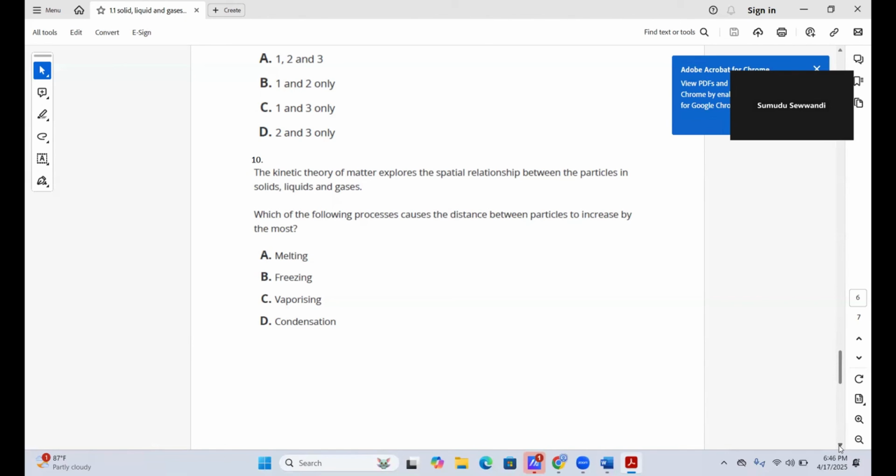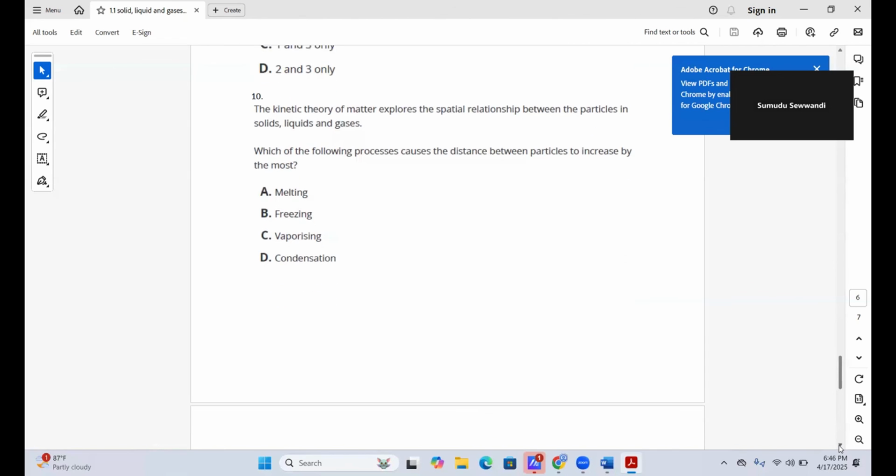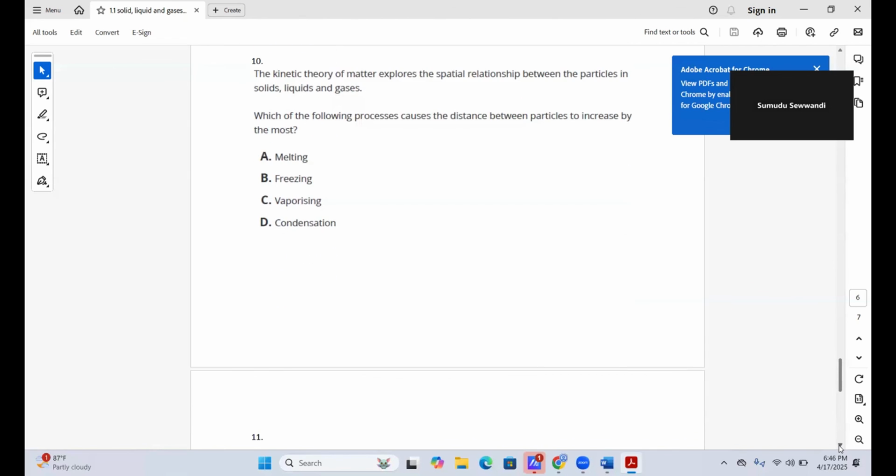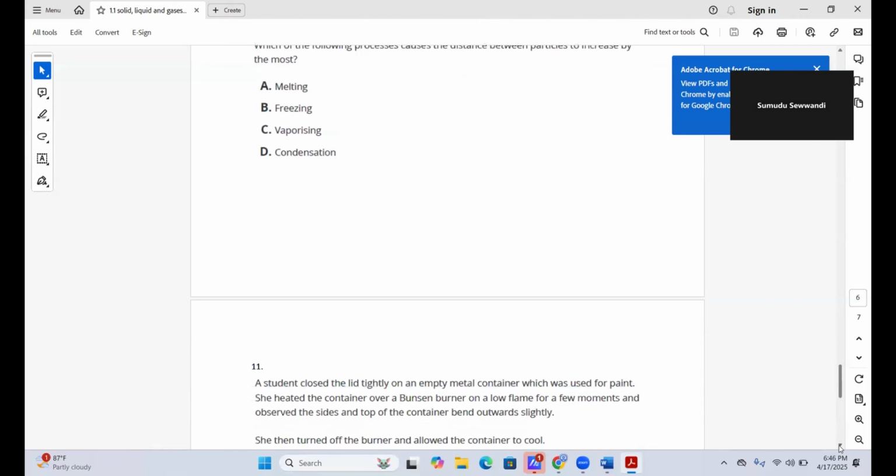Therefore, the process that causes the distance between particles to increase by the most is vaporization. This is the process. The change from a liquid to a gas involves a dramatic increase in the space between particles. Answer C. Question number 11.